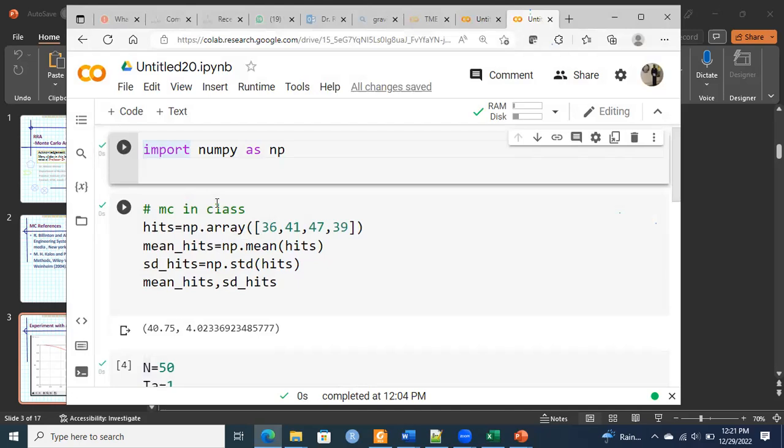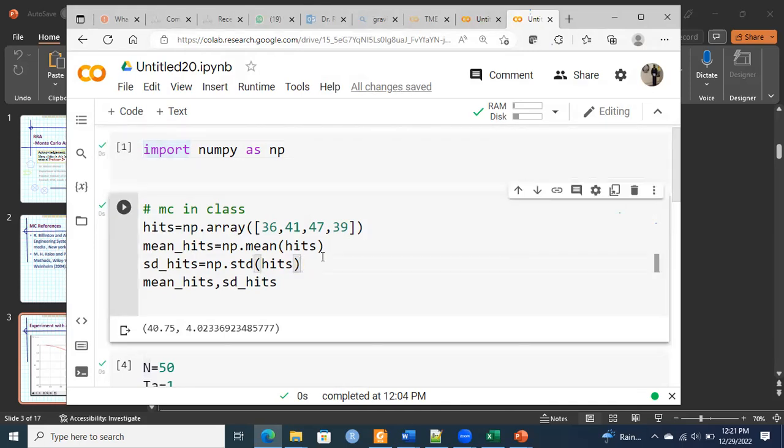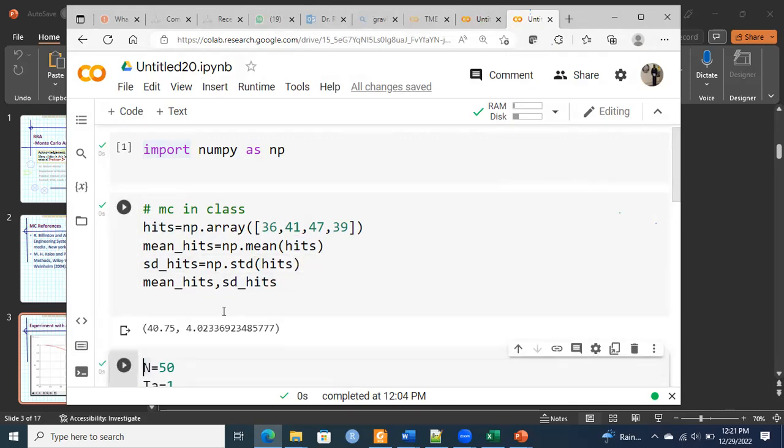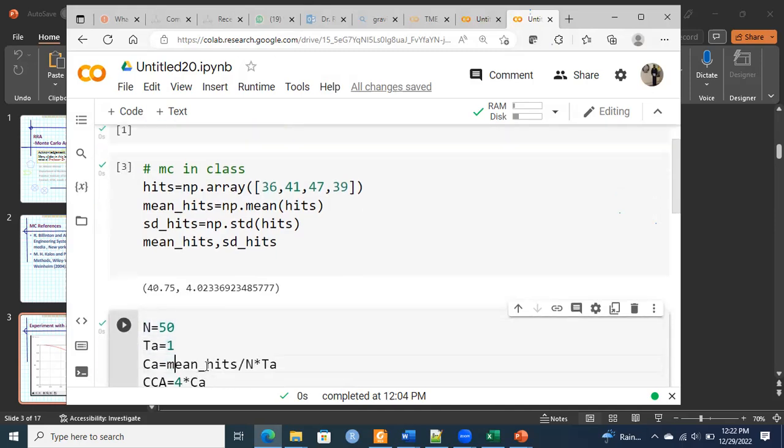With my students, I got the results. Let's summarize Monte Carlo in class. In 50 trials, they got 36, 41, 47, and 39 hits, the points below the red line. And then we computed the mean number of hits and the standard deviation in the hits. So the value turned out to be 40.75 with 4 standard deviation.